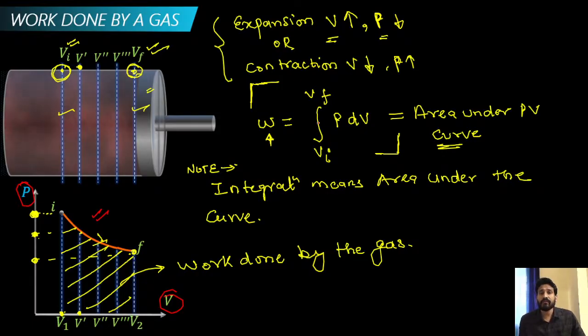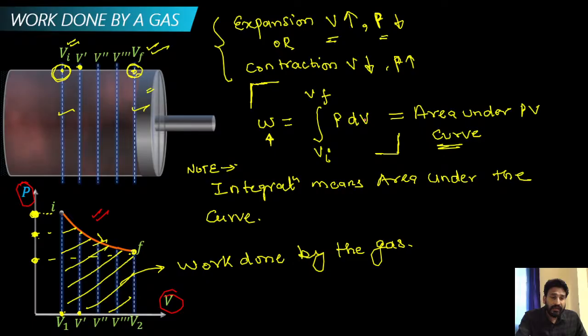and this is my formula. W is equal to integration PdV. The significance of the integration is the area under the curve, and if the integration is between P and dV, then mathematically it is the area. This integration shows the area under the PV curve. So the area under the PV curve gives me the work done by the gas. Okay, is it clear to you?